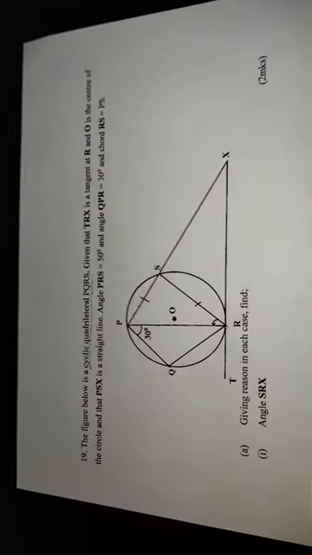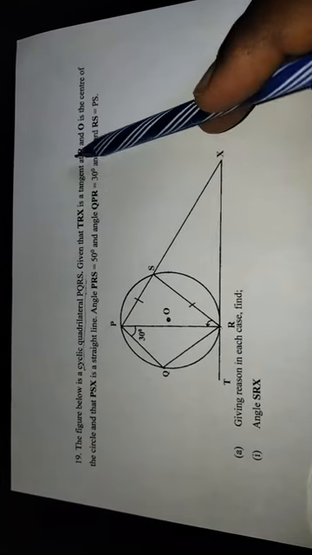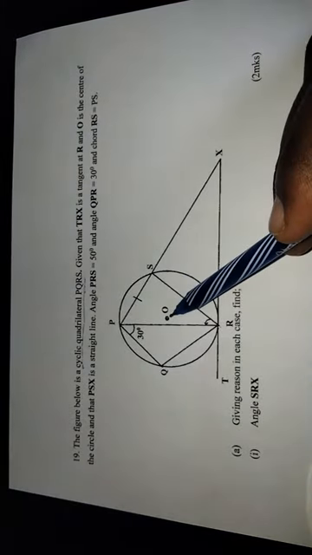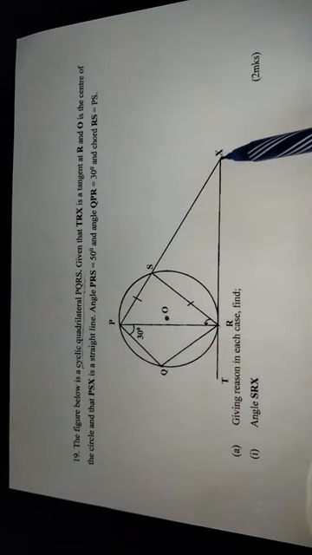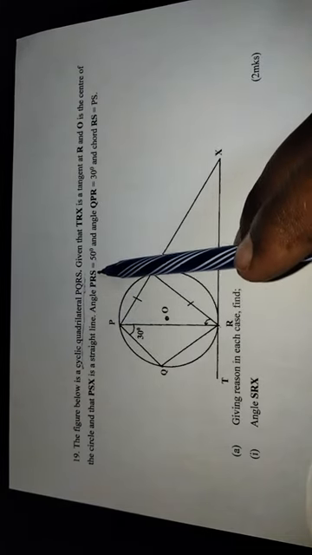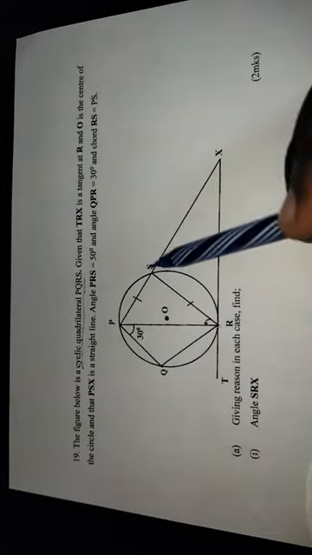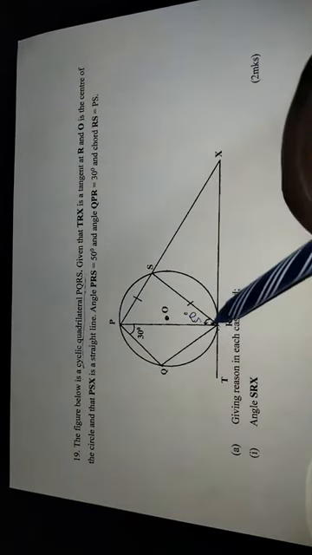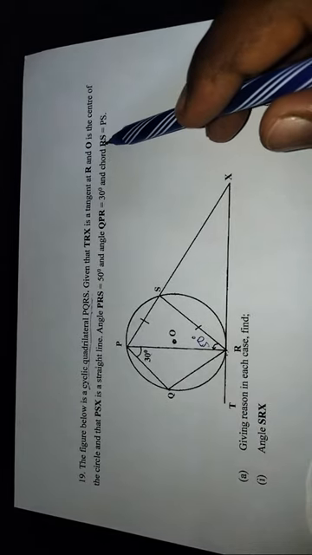Given that TRX is a tangent, and O is the center of the circle, and that PSX is a straight line. Angle PRS is 50 degrees. So this is 50 degrees, we can have it fixed. And angle QPR is equivalent to 30 as indicated. And chord RS is equivalent to PS.